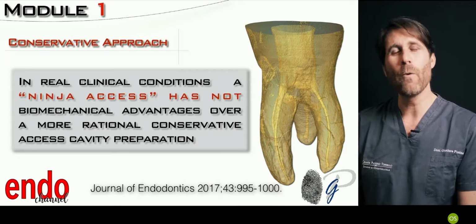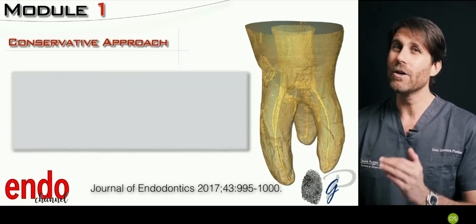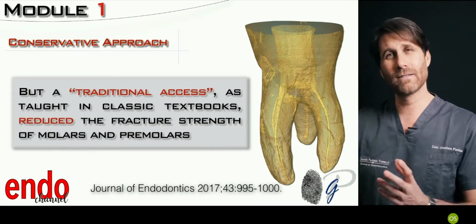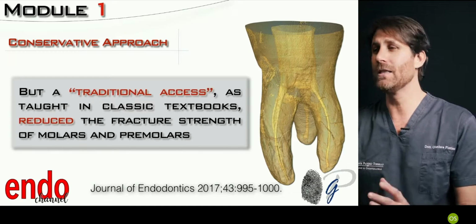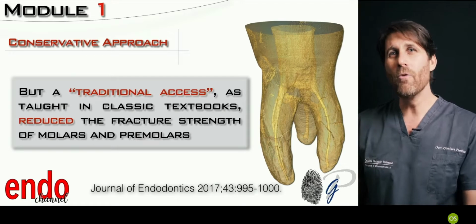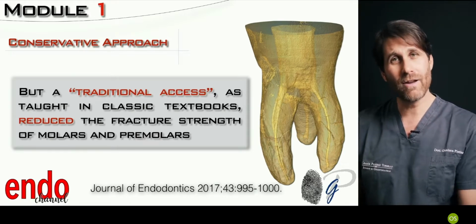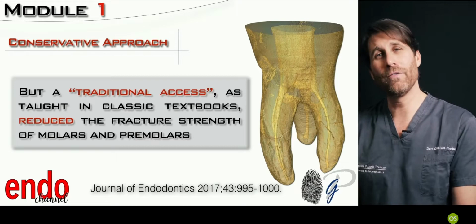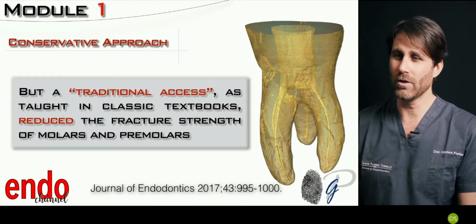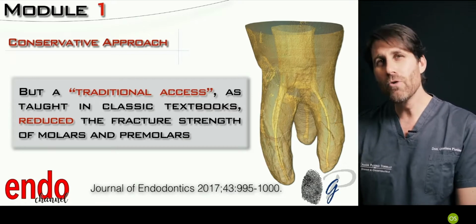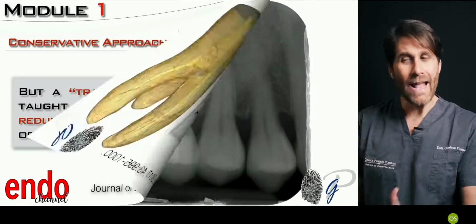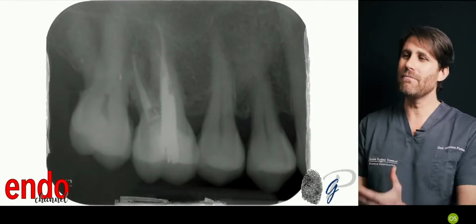Be conservative without any extremization, but you have to go a step beyond the traditional access that is classically taught in the textbooks, because the traditional access with divergent parallel walls, removing all interferences, with a straight line access to the orifice for the instruments, reduces the fracture strength of a restored tooth with an occlusal cavity. So we should move towards the conservative direction without extremization. And this is what I do day by day in my clinical practice, in my clinical cases.